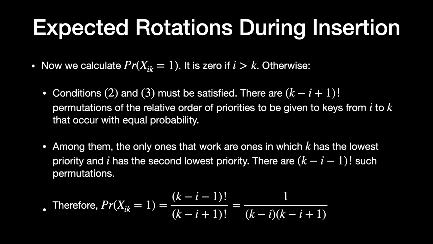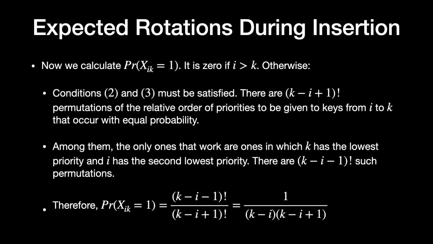Therefore, there are (k minus i plus 1) factorial permutations of the relative order of priorities to be given to keys from i to k that occur with equal probability. Look, the actual values of the permutations don't really matter. What matters is the order of these values, since they are only being compared. So there are (k minus i plus 1) factorial orders, and they all occur with equal probability.